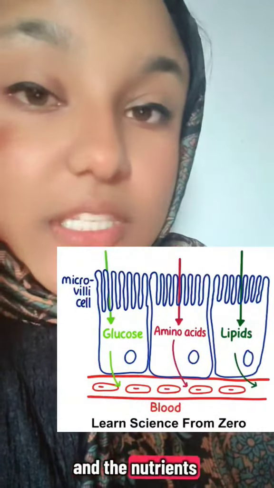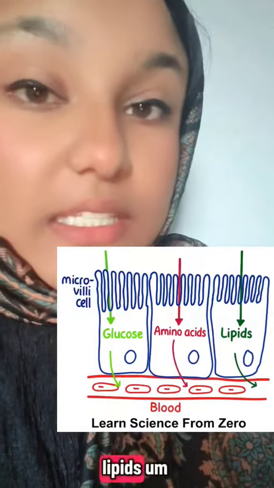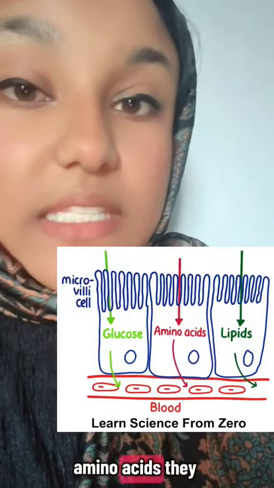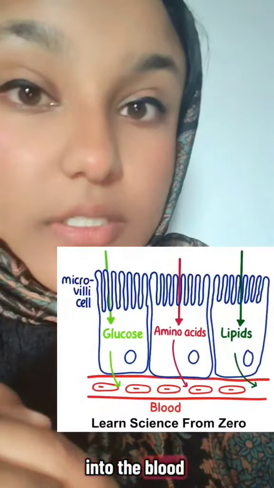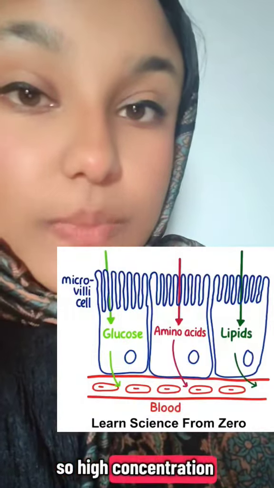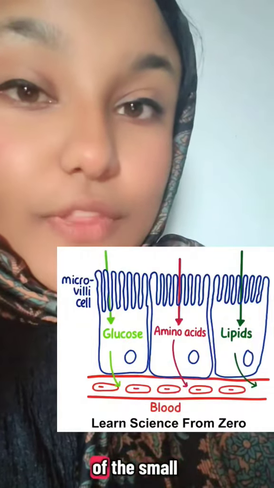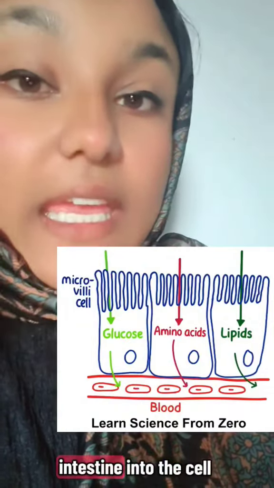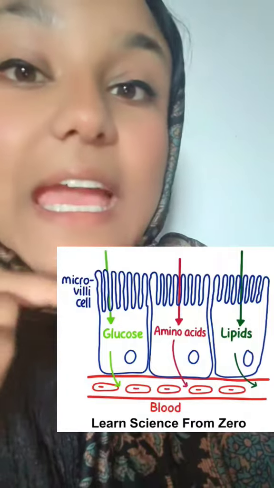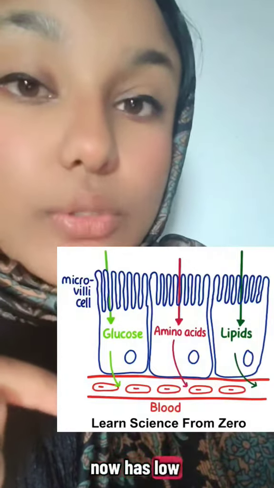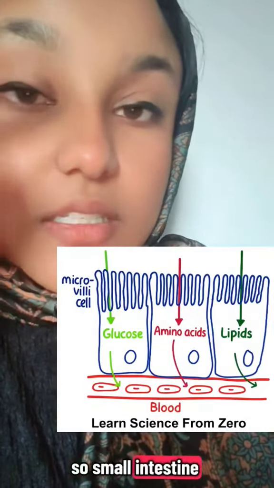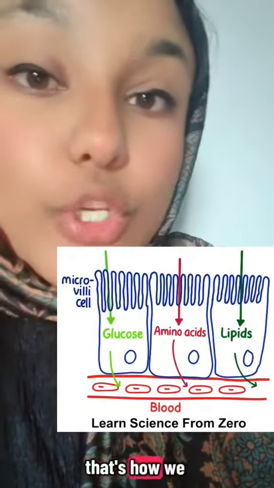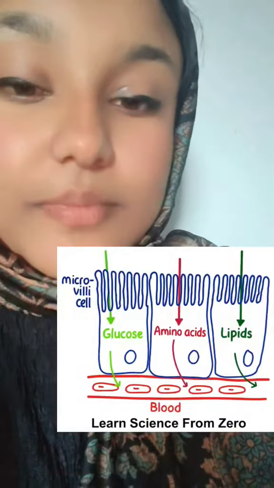And the nutrients like glucose, lipids, amino acids, they are diffusing through the microvilli into the cell, into the blood. So high concentration in the lumen of the small intestine into the cell, and the blood now has low concentration of nutrients. So small intestine into the blood. That's how we absorb all the nutrients.